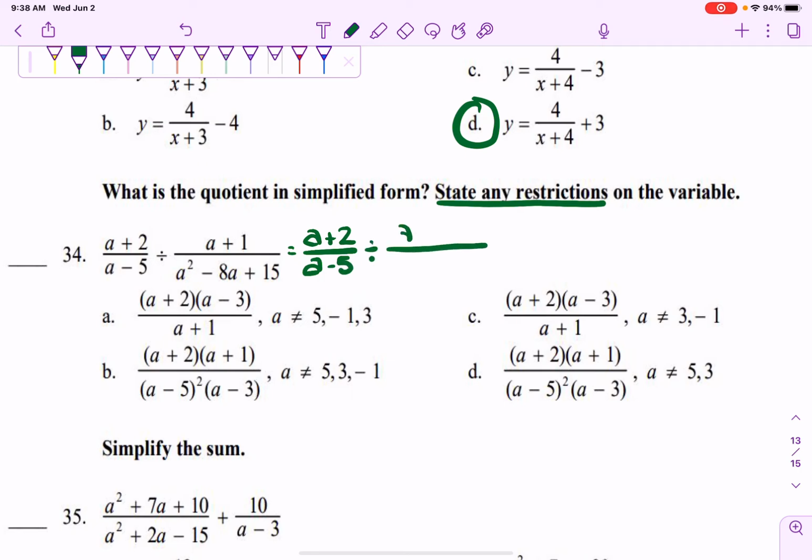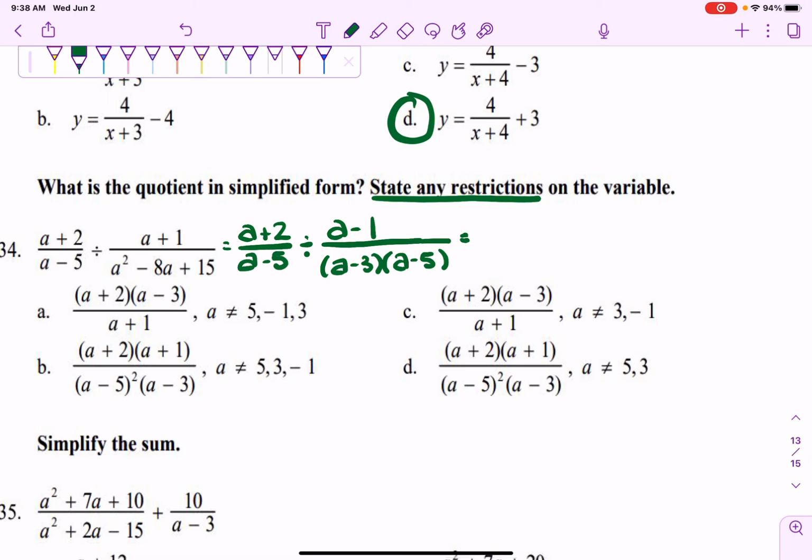I know on the top it's going to be a minus 1. The bottom factors to a minus 3 and a minus 5. So in order to be able to deal with this, first thing you have to do is get it in that form.